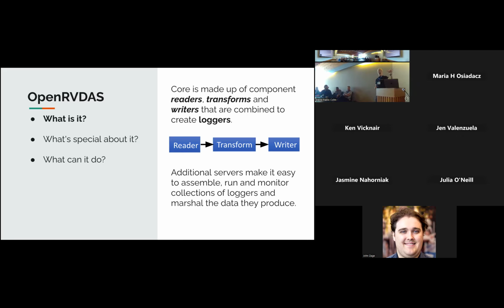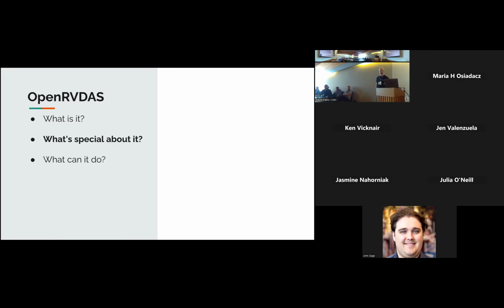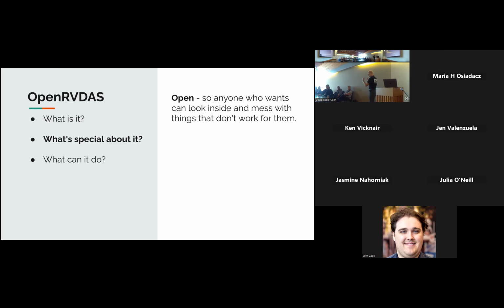But the core of OpenRVDAS is just readers, transforms, and writers. So what's special about it? It's open. MIT license, anyone, all the code's out there. Anyone can use it, anyone can modify it. You can modify it and sell your own modified version. This MIT license is, I will say, the most permissive open source license out there.